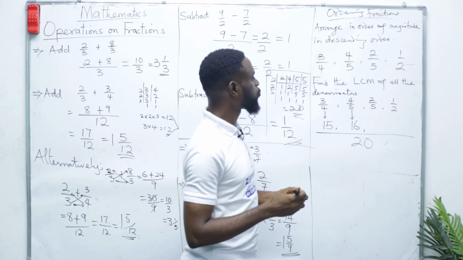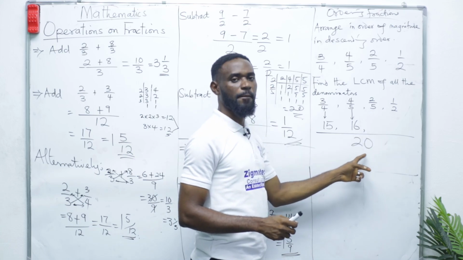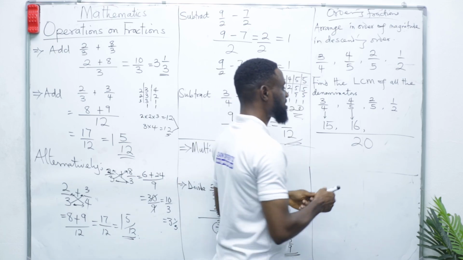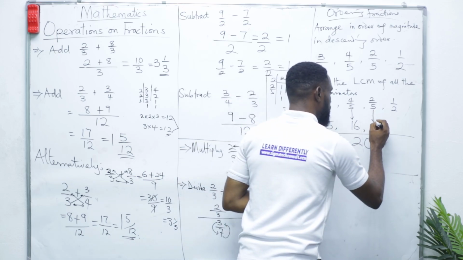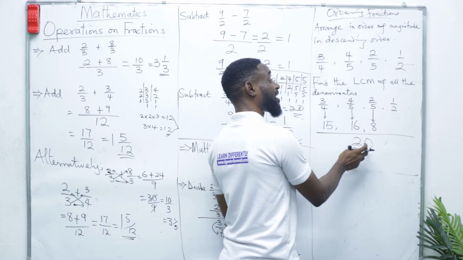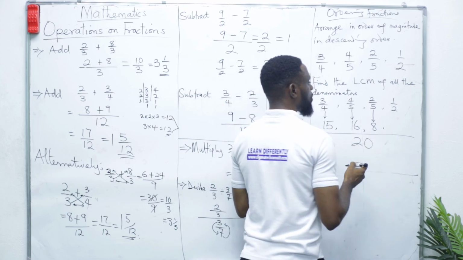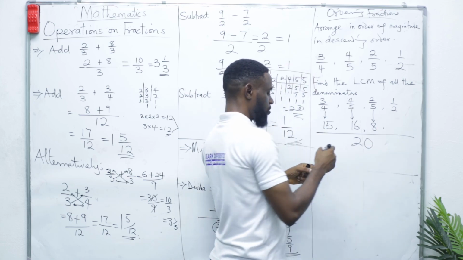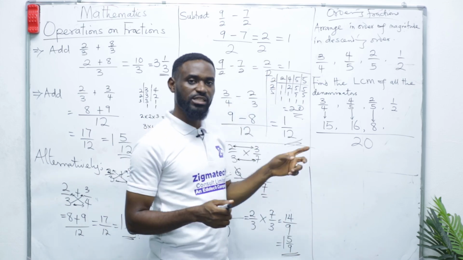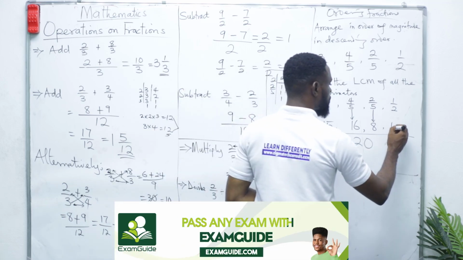We go to 2 over 5. So 5 divide 20 is what? 4. 4 times 2 is 8. So this one is 8. Remember, they all have a common denominator now. Then we go to the next one. 2 divide 20 is 10. 10 times 1 is 10.